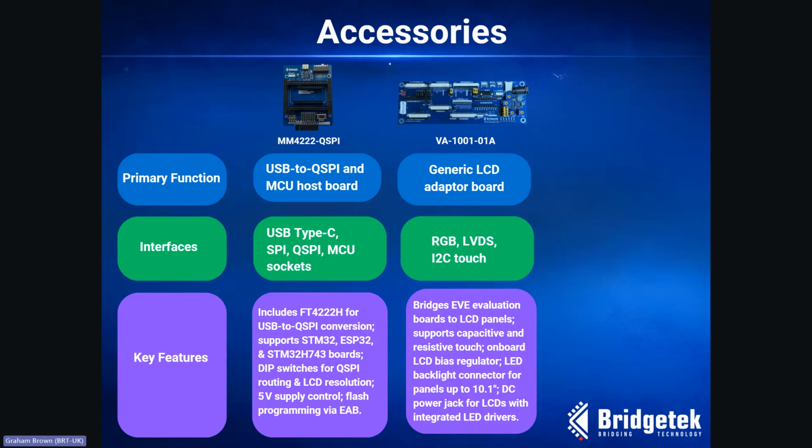The VA1001-01A is an LCD adapter board, allowing users to bridge EVE evaluation boards to a wide variety of LCD panels. This module supports capacitive and resistive touch bridging to your development board and the LCD. It also includes onboard LCD bias voltage regulation and a power jack for supplying power to the LED backlight driver on your LCD panels.